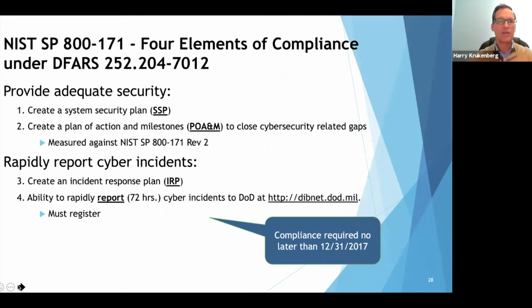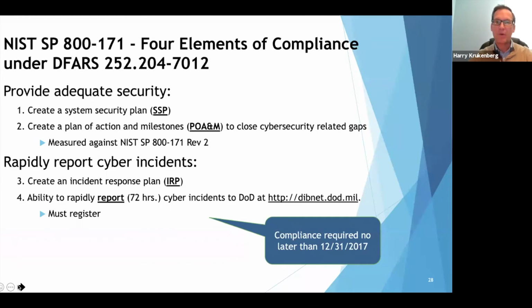And that required you to have essentially an adequate security system in place. You had to have a system security plan. You had to have a plan of action and milestones in place for anything where you weren't compliant within SP 800-171. And then you had a duty and a responsibility to rapidly report any cyber incidents that occurred through an incident response plan, and within 72 hours of those incidents occurring.